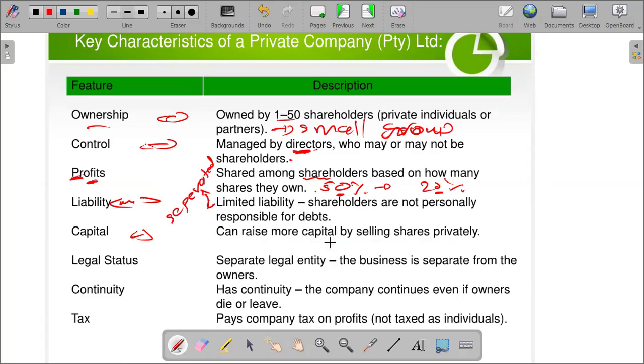And then capital: it can raise more capital by selling shares privately to where? To private individuals or partners, not to the public. They may not sell their shares to the public, but they may sell them privately to a small group of people. All right.